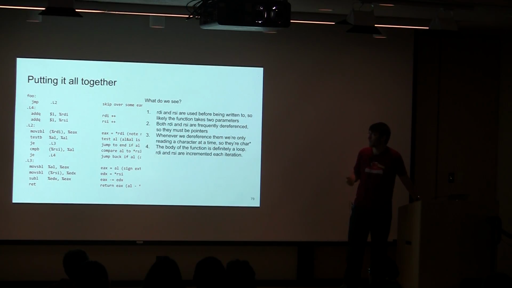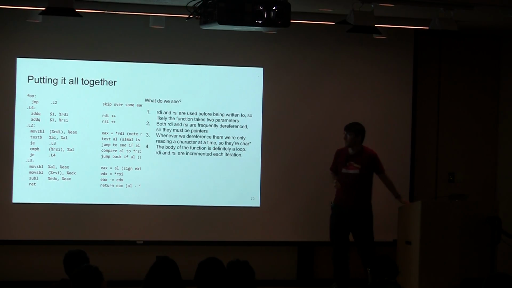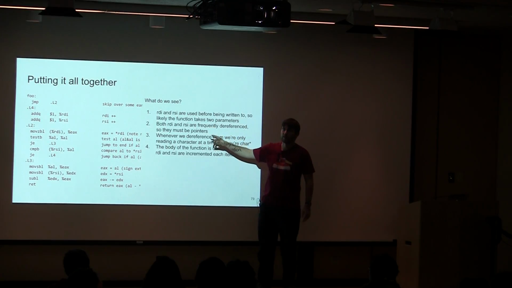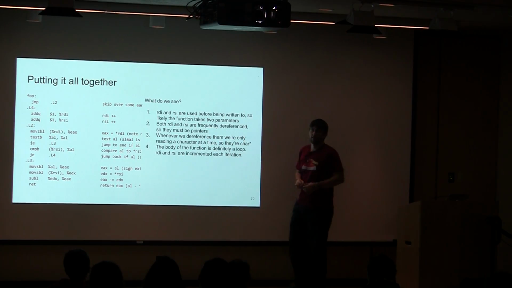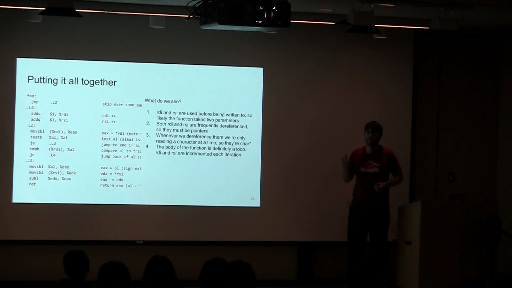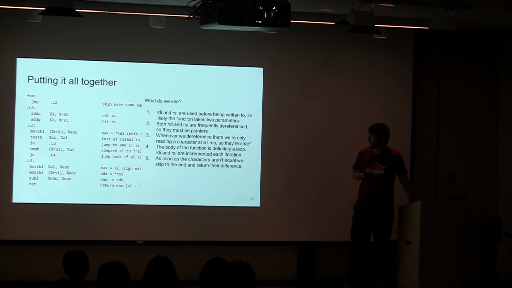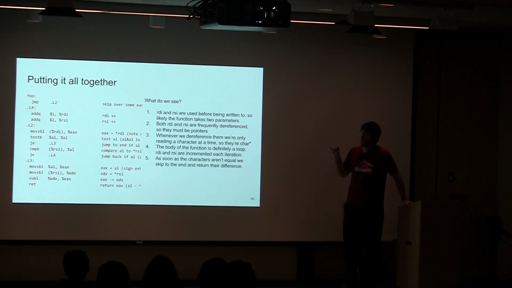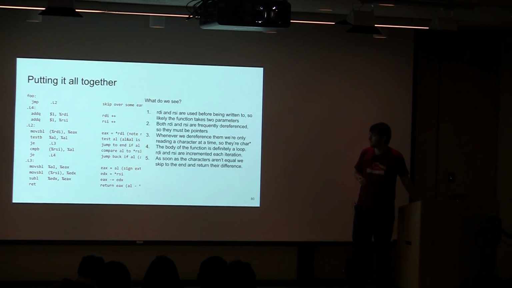And then we have a loop, obviously. And it looks like up here, this loop is a slightly unusual structure because it has an extra label, but it's still looping back. And it looks like RDI and RSI, our 2 parameters, are both being incremented both times. And then we're comparing to see if the characters are equal. If they are, we keep going. If they aren't, then we skip to the end, right? So I just gave it away.